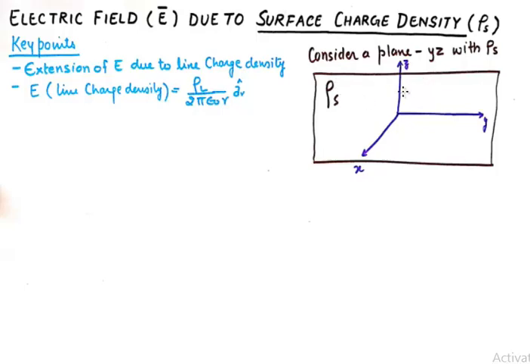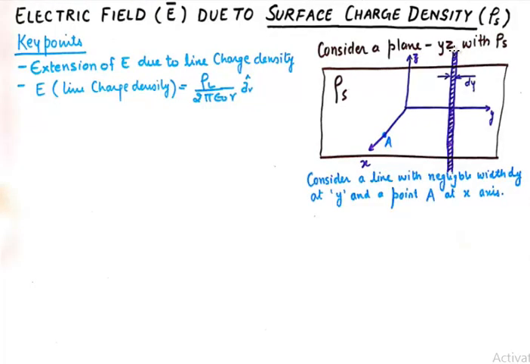So here we have the YZ plane with the surface charge density rho S, and this plane is extending from minus infinity to infinity for Y and minus infinity to infinity for Z as well. On the surface, I take up a line of negligible width dy, and it is at a distance y from the origin, and we take up a point A at x-axis. So we'll try to find our electric field here.